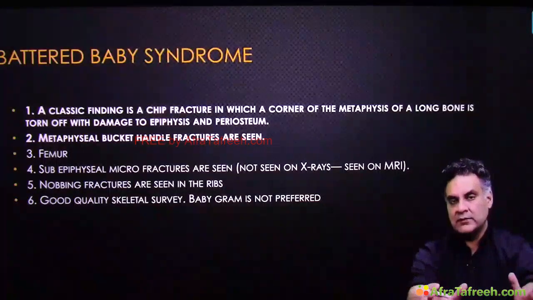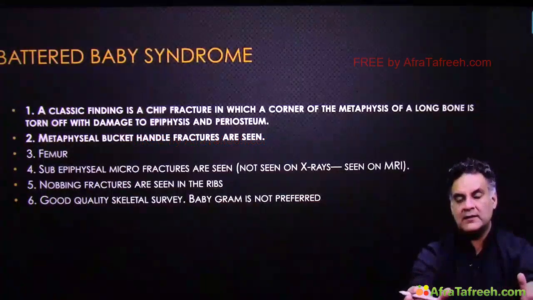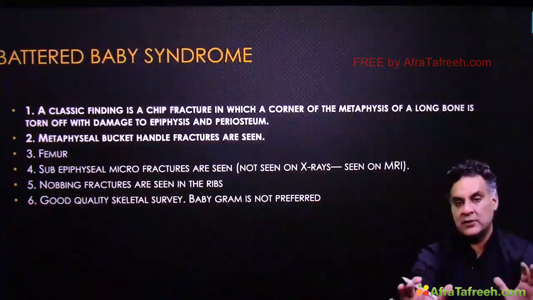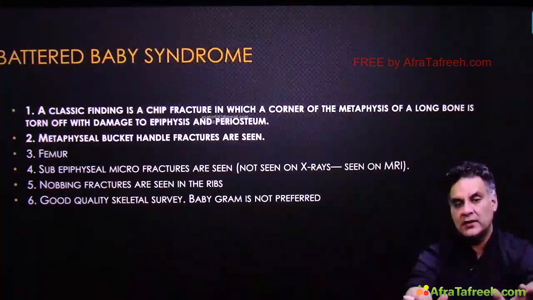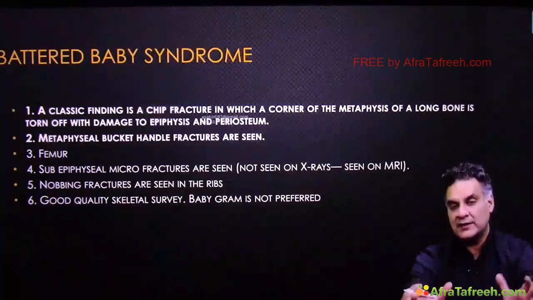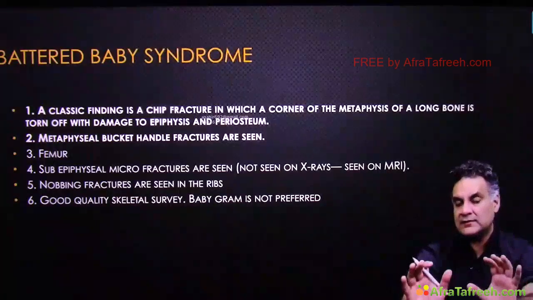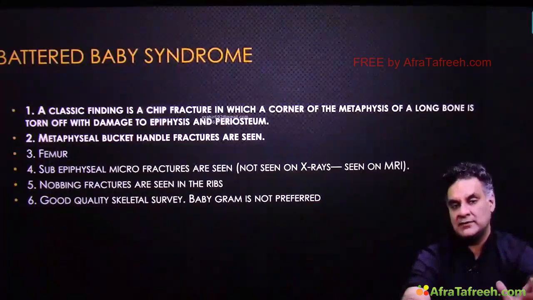Femur is the most common bone affected in pathological injuries. Classically on MRI, you can pick up subepiphyseal microfractures. These microfractures are not picked up on X-rays. There can be indentation on the ribs called knobbing fractures too. You need a good quality X-ray with a skeletal survey of the entire body. A single X-ray of the body, called a babygram, is not good to pick up these minor injuries.